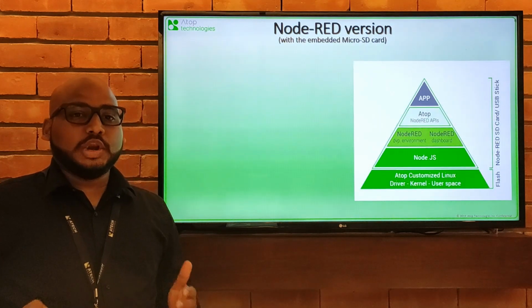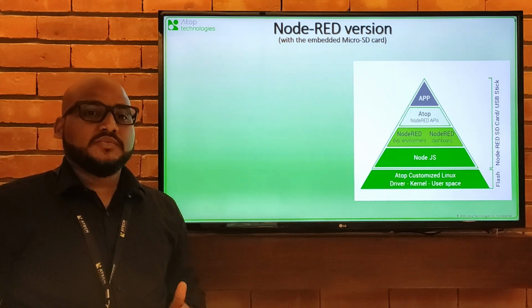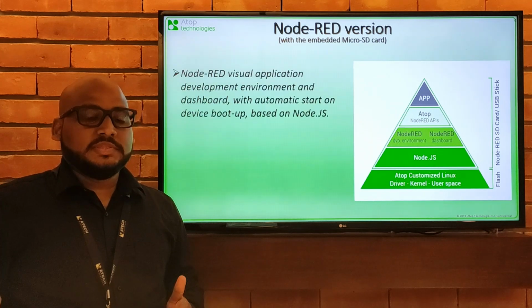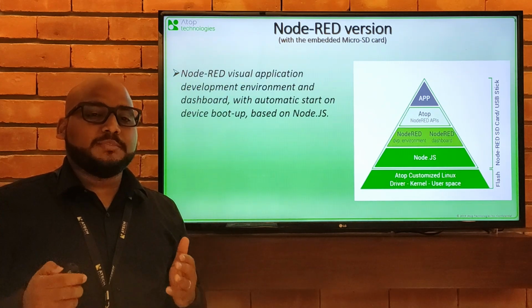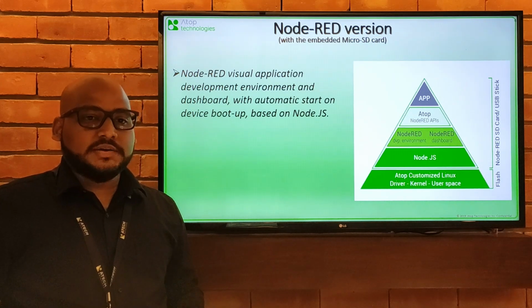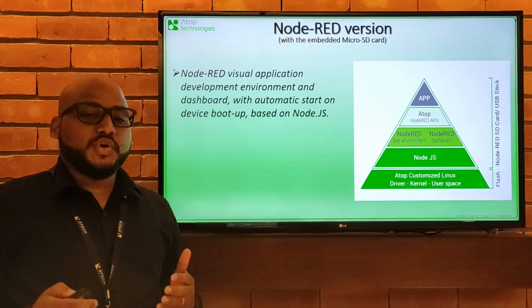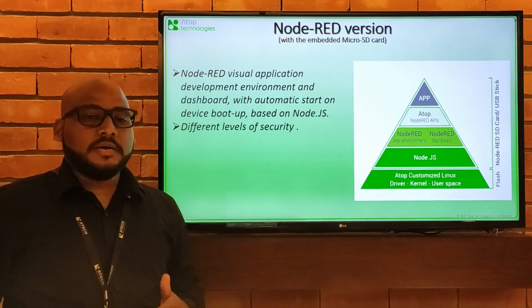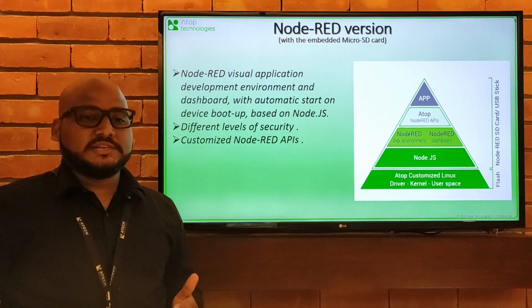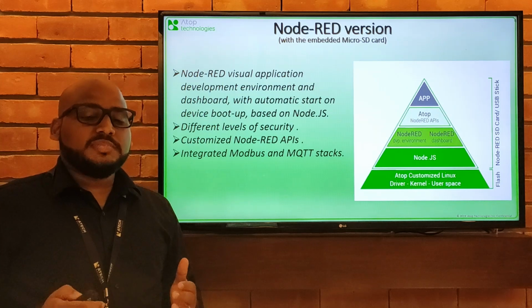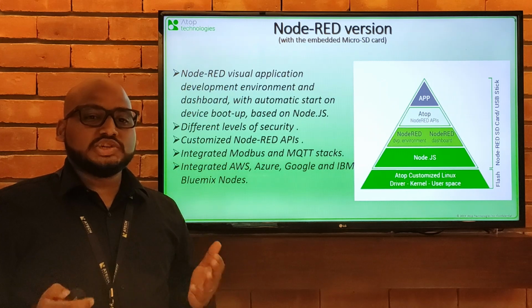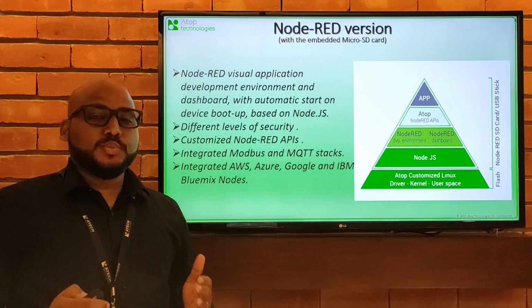Now let's see what is included in the Nodered version with the embedded micro SD card. This includes the Nodered Visual Application Development Environment and Dashboard with automatic start on device boot up based on Node.js, different levels of security, customized Nodered APIs, integrated Modbus and MQTT stacks, integrated AWS, Azure, Google and IBM Bluemix nodes.